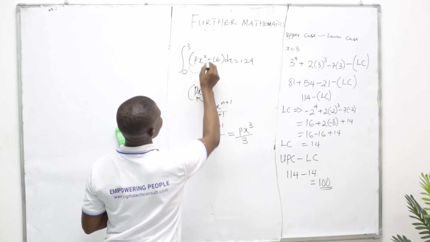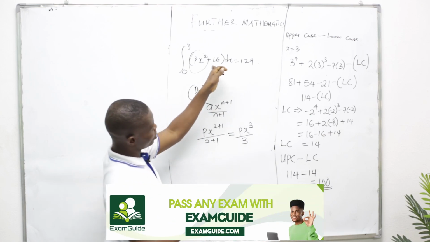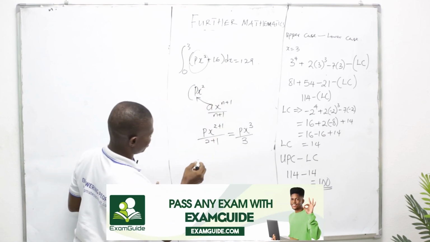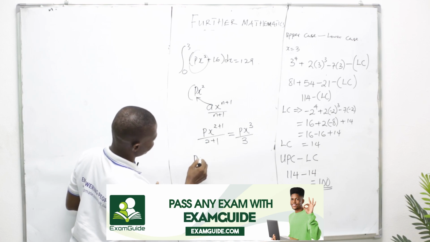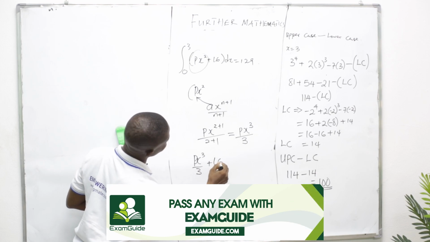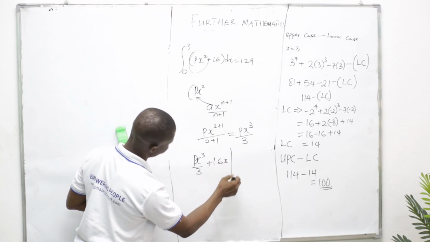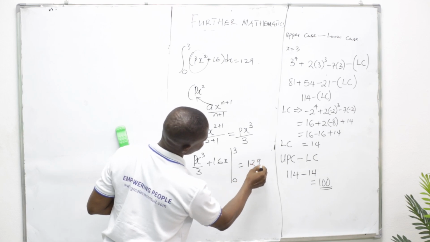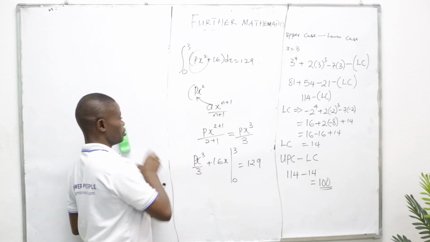We have taken care of this place. There's something I told you. Constant is what? The constant multiplied by the what? The variable, meaning that px cube all over 3 plus who? 16x. Range. What is the range? 3, 0 equals to 1, 2, 9. You have settled this case.